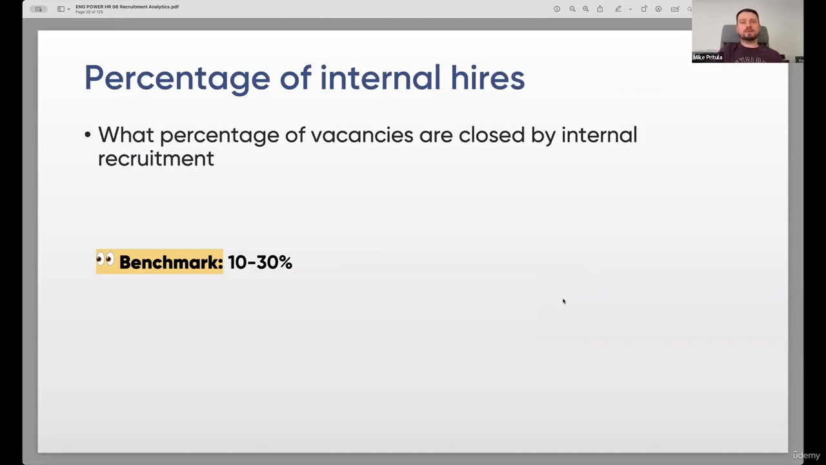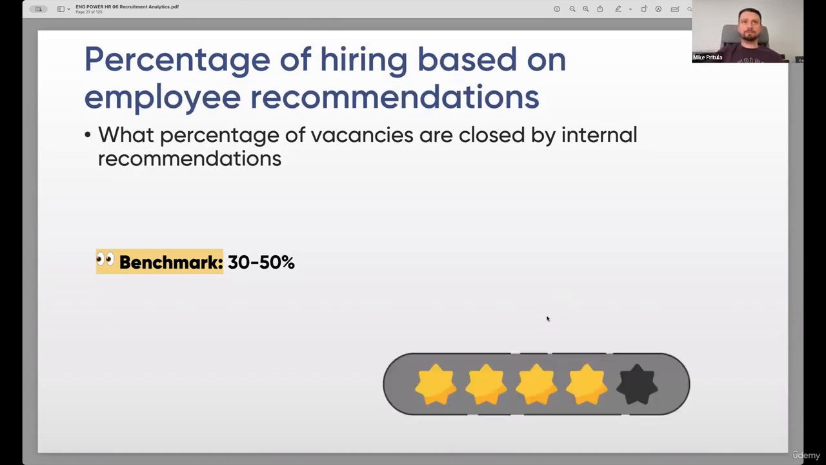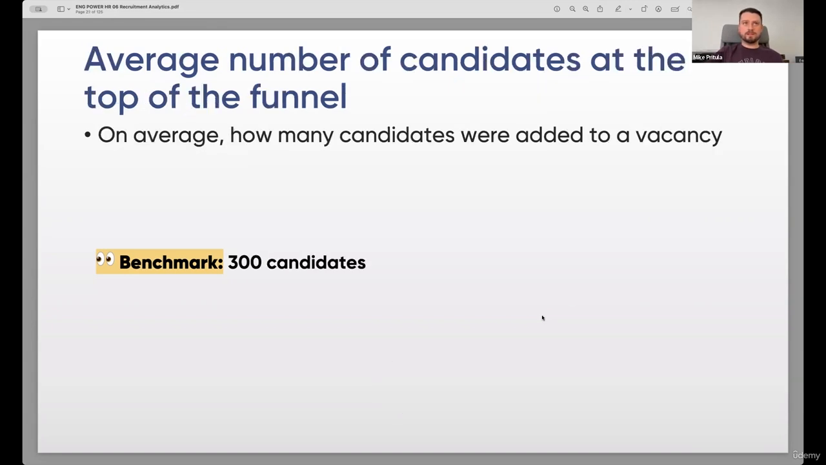Then percentage of internal hires. So how many vacancies we are closing with internal hires, with internal candidates. And the benchmark here is from 10 up to 30%. Then we have percentage of hiring based on employee recommendations or employee referrals. And the target here is from 30 up to 50%.